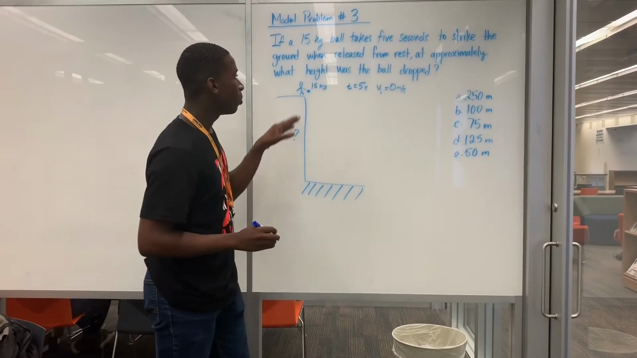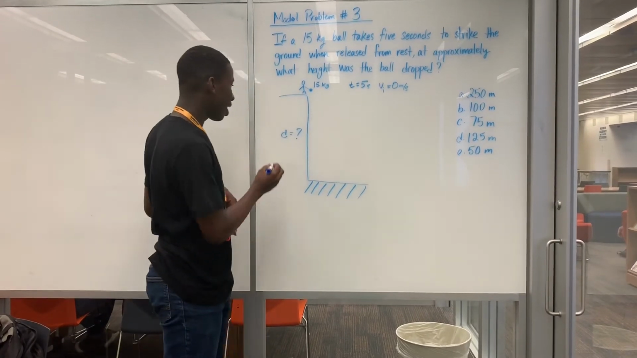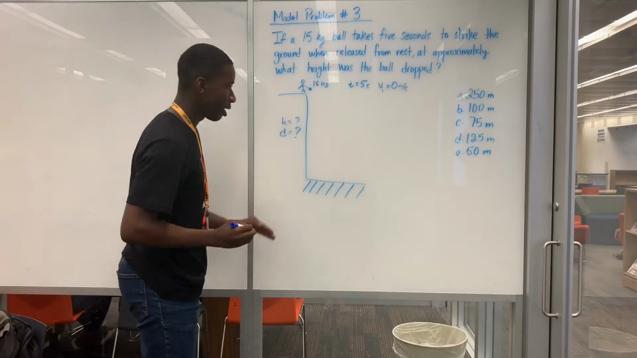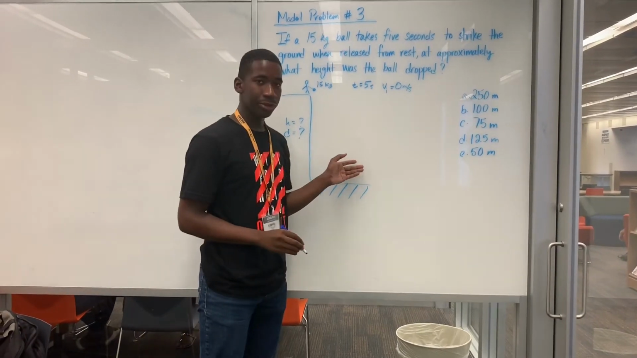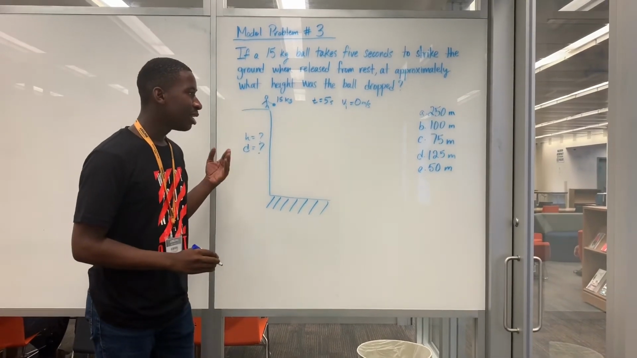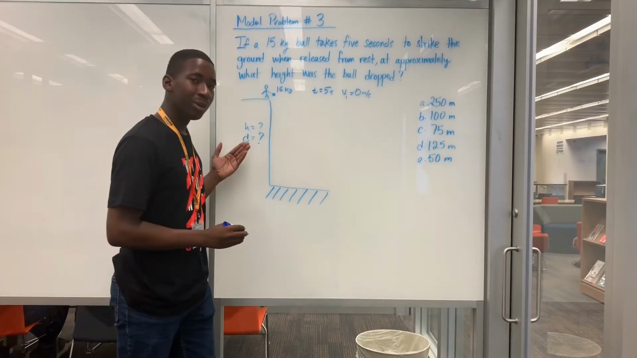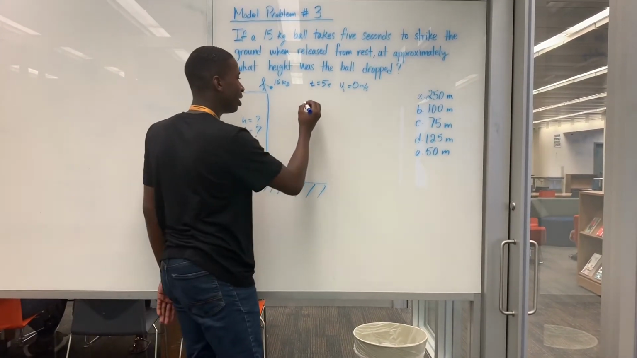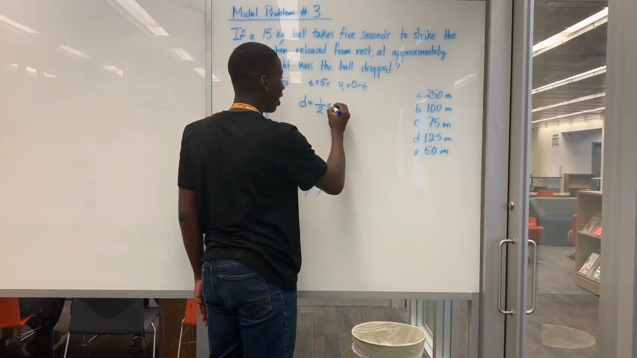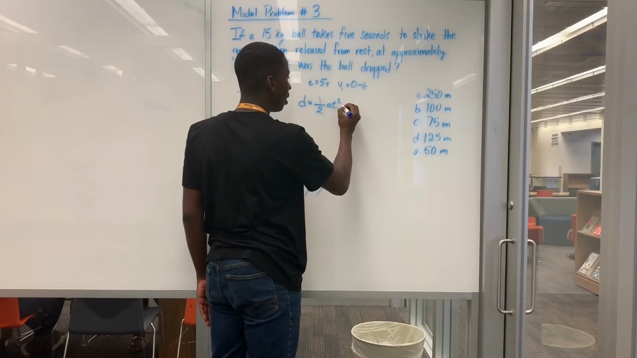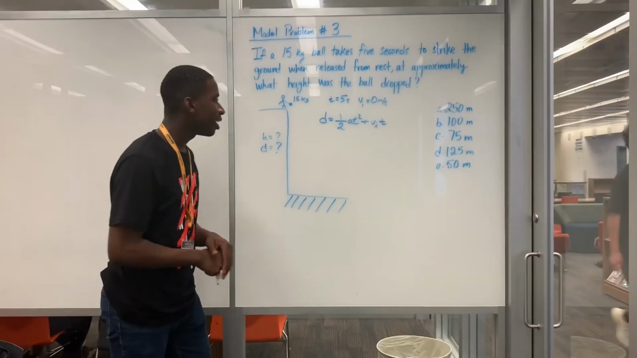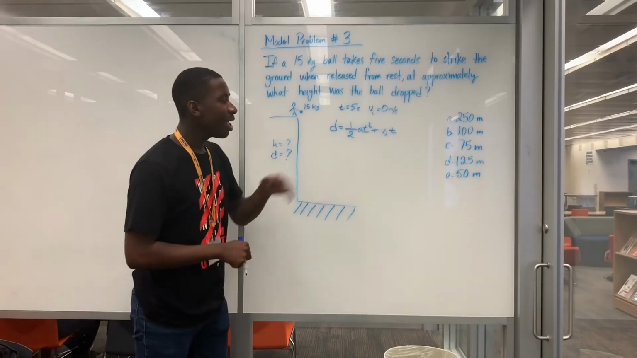At approximately what height was the ball dropped? So they're asking for height, or we can call it distance, right? So we need to use a formula that gives us the distance. Think back to the last problem. We used the distance formula. d is equal to 1/2 a t squared plus v_i t. But wait, we don't have a.